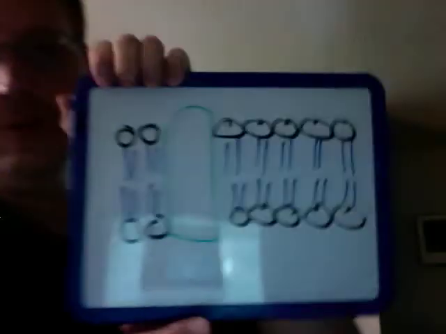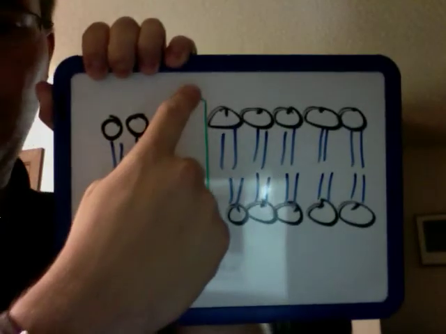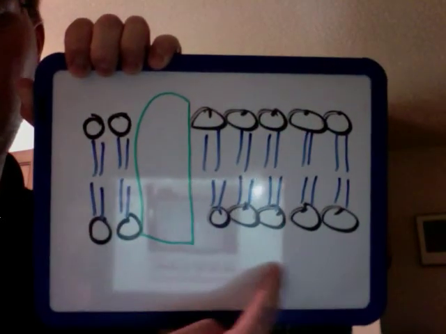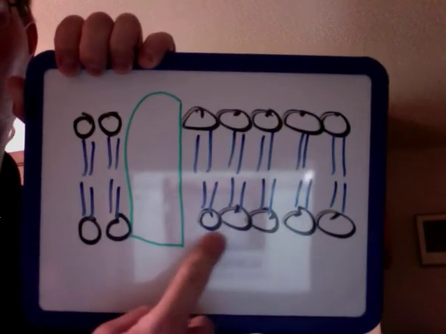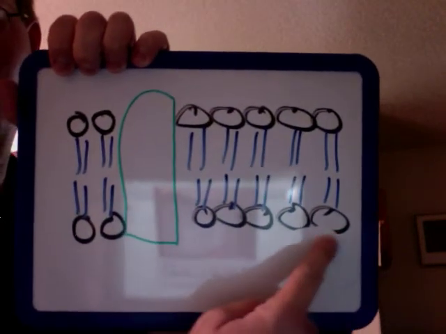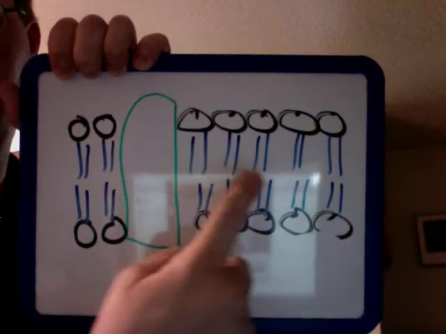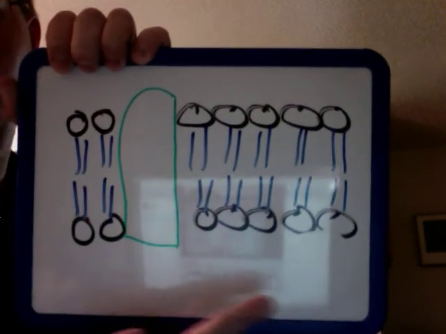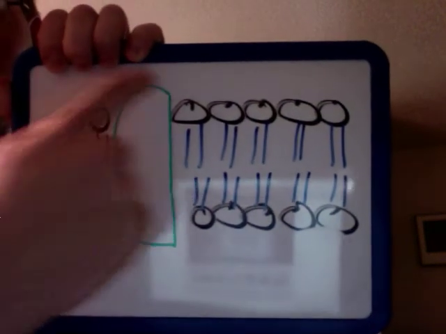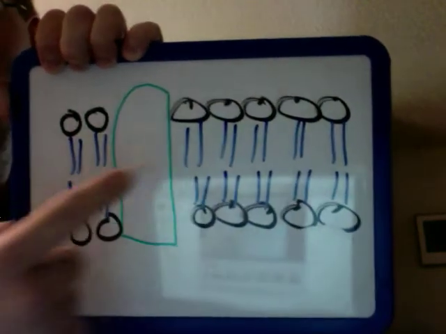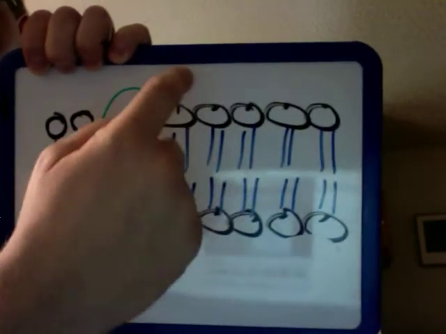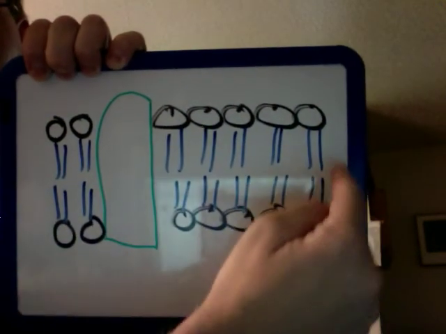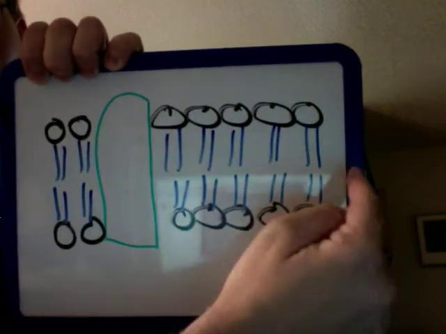So I went ahead and drew a little picture here. If you can imagine, this is the outside of the cell here. This is the inside of the cell here. These little balls are the phosphorus-based molecules, and then these little tails here are the lipid-based molecules. So I have a phospholipid layer. I have phosphorus on the inside, phosphorus on the outside, and in the very middle I have lipids. So water can easily pass through here, but charged particles can't get through the lipid-based layer in the middle.